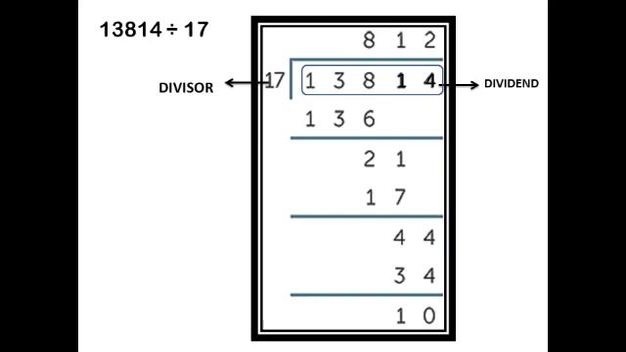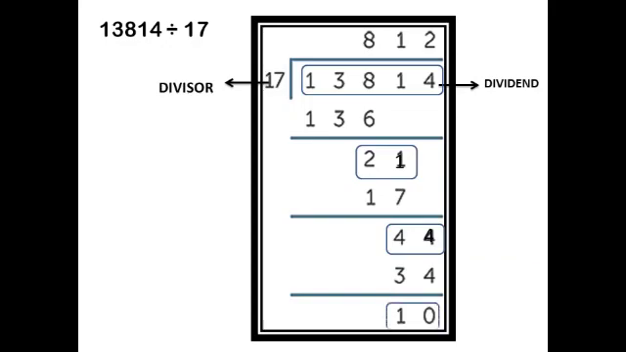You start subtracting, you get 2 here and bring down the 1 from the next place. So 17 goes how many times in 21? Only 1 time. So 17 ones are 17. When you subtract, you will get 4. So bring the next digit down. So the number will be 44. How many times 17 will go in 44? 2 times. So 17 2s are 34. The remainder what you got is 10.